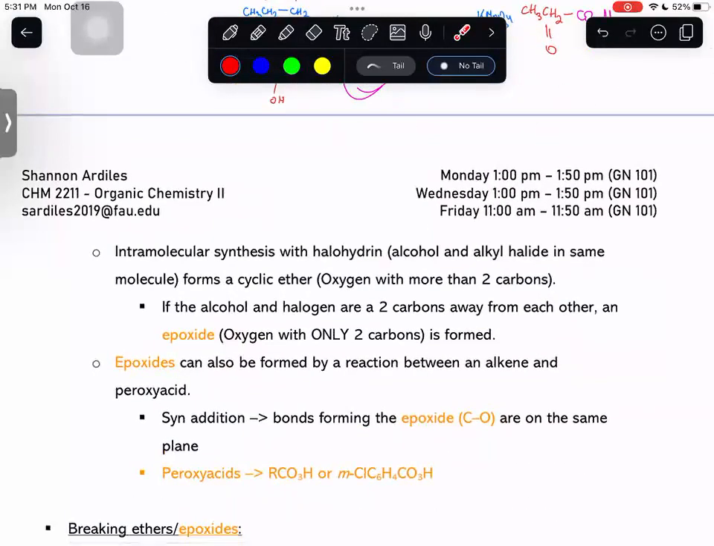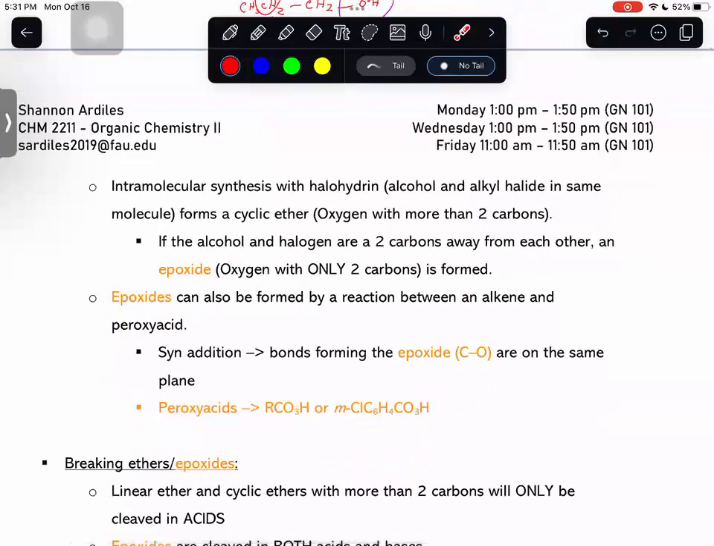Now, please remember that we're only going to call epoxides the little rings that look like a triangle. That means one oxygen with 2 carbons. That's it. If we have more than 2 carbons, then we're just going to call it a cyclic ether. Okay, do not confuse them. Again, triangle, epoxide. That's it.